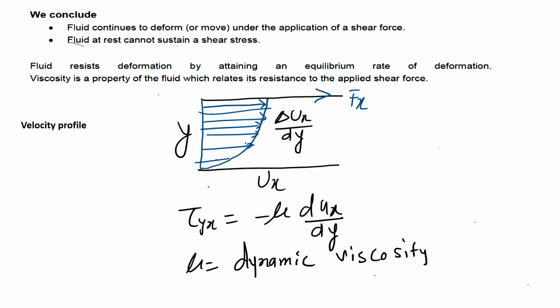In Hooke's law of elasticity, stress is directly proportional to strain, whereas in Newton's law of viscosity, stress is directly proportional to strain rate or shear rate, right? Which is given by du_x by dy. So the proportionality constant is the viscosity, which is called dynamic viscosity, which we have already discussed. It is an intrinsic property of any fluid.